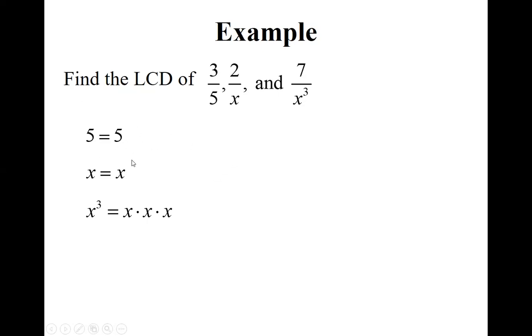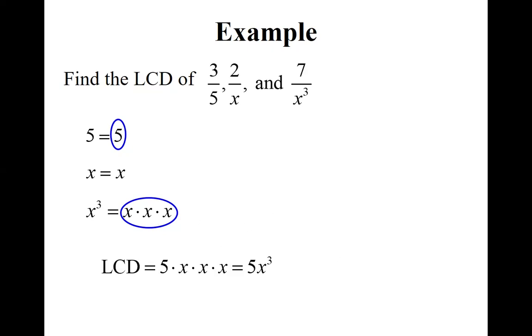The most number of times we have 5 as a factor is just this single 5. The most number of times we have x as a factor is this x times x times x. So that's the LCD, 5 times x times x times x, or 5x cubed.